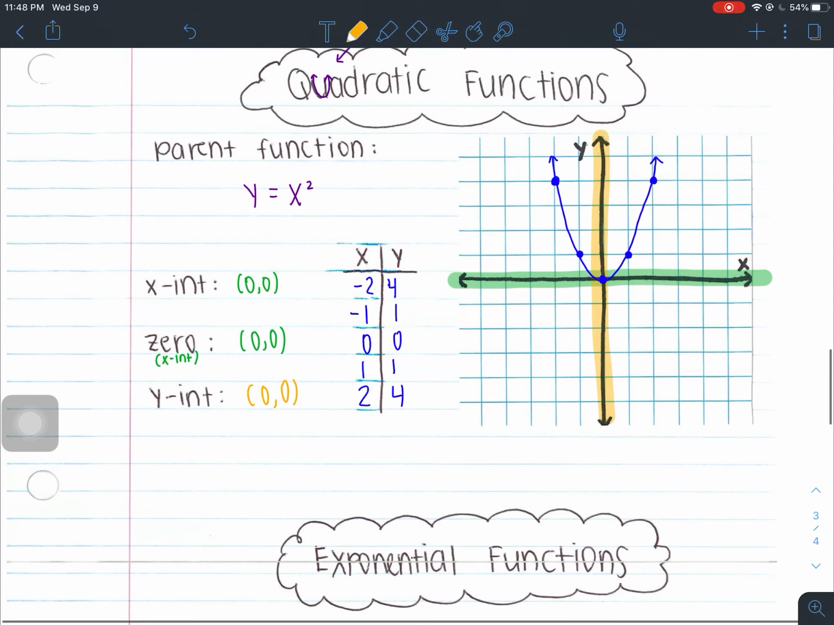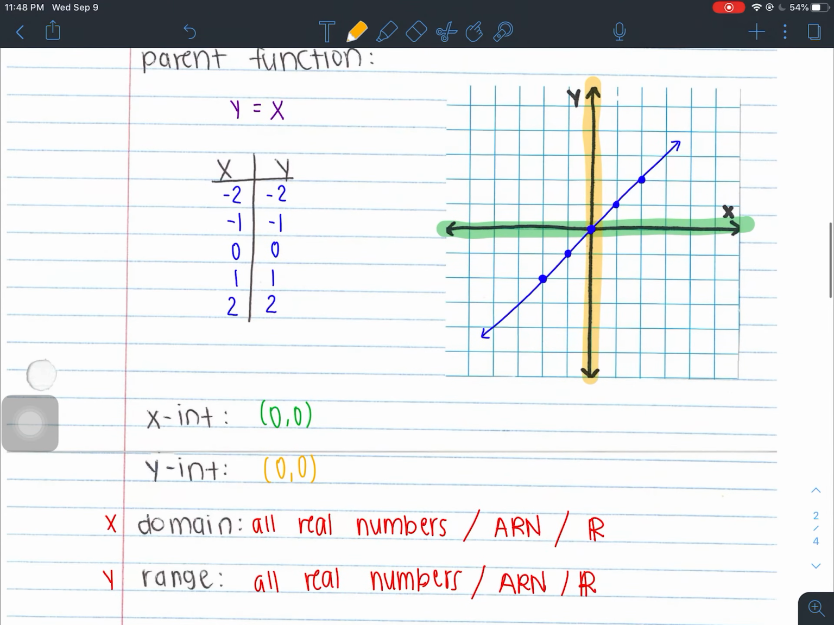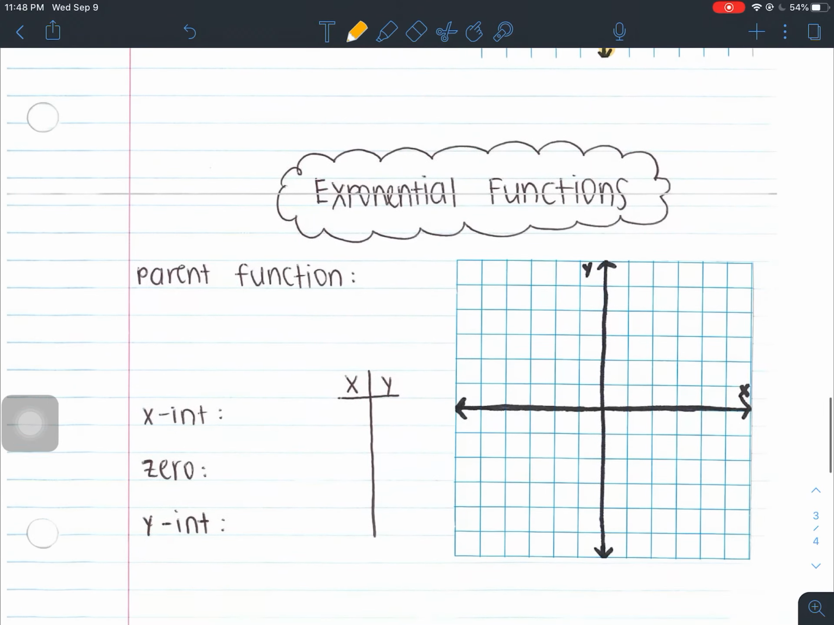All right, so for quadratic functions, you won't be asked to find domain and range just yet. We will get to that eventually in Unit 7. But for Unit 2, don't worry about it. You only need to know the domain and range for linear functions such as this.